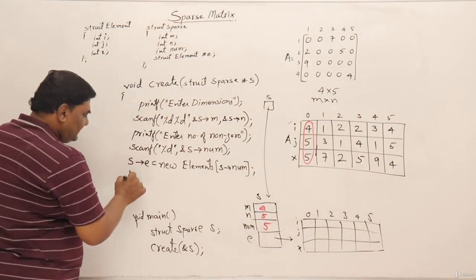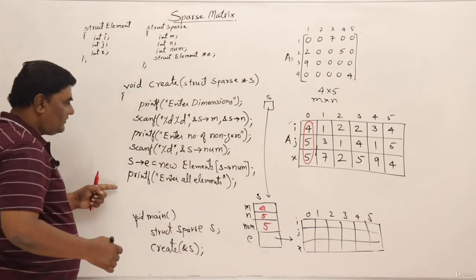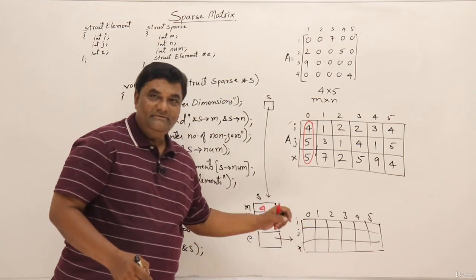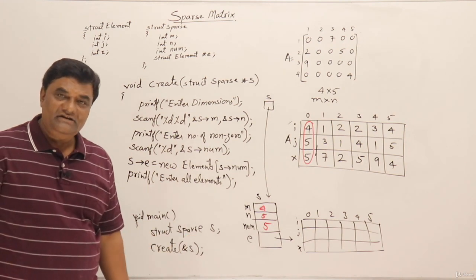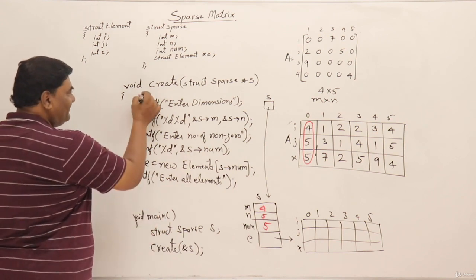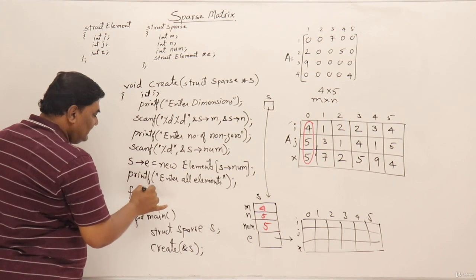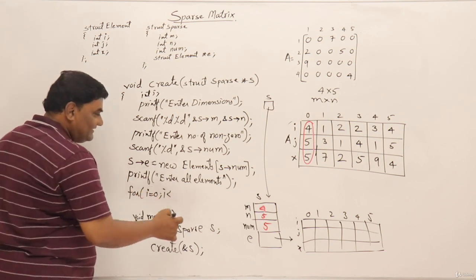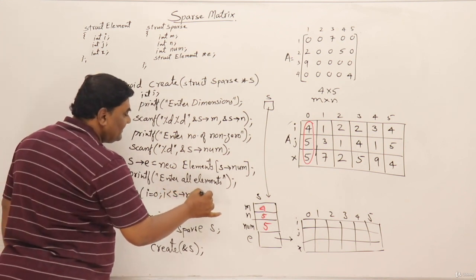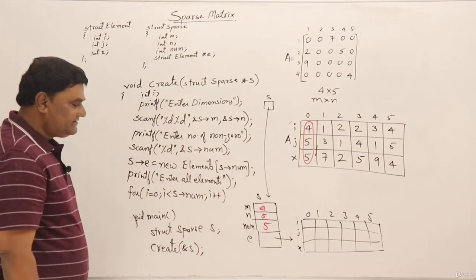So let us write the code here. Printf "enter all non-zero elements". Each element will have a row number, a column number and the element itself, so I have to read all three values for each element. I can use a for loop with a variable I: for I assign 0, I less than the number of elements, S caps num, and I plus plus. Then inside the for loop, I have to read all the elements.